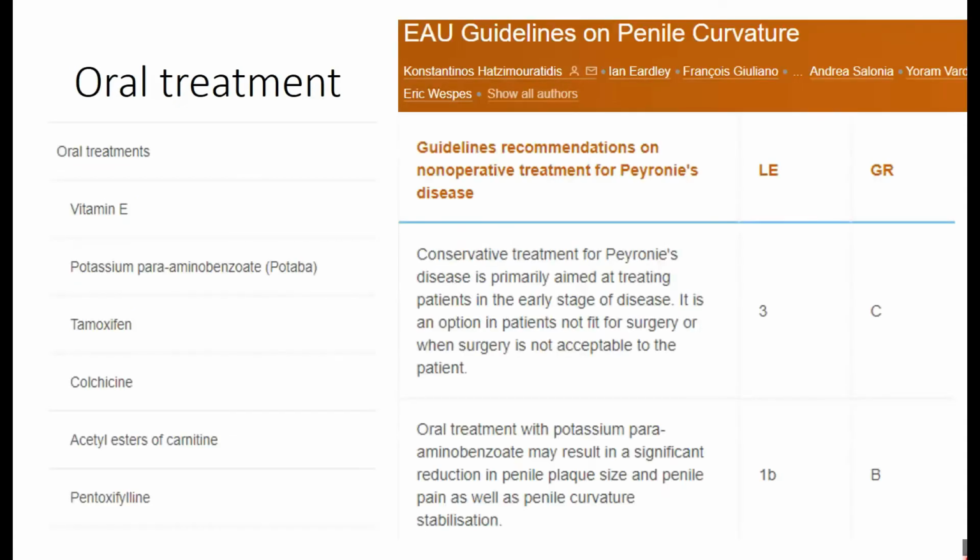Oral, topical, intralesional, and surgical. First is the oral treatment. Oral treatments include vitamin E, potassium para-aminobenzoate, tamoxifen, colchicine, acetyl-L-carnitine, and pentoxifylline. In the EAU guideline, the conservative treatment for Peyronie's disease is primarily aimed at treating patients in the early stage of disease. It is an option in patients not fit for surgery or when surgery is not acceptable to the patient.